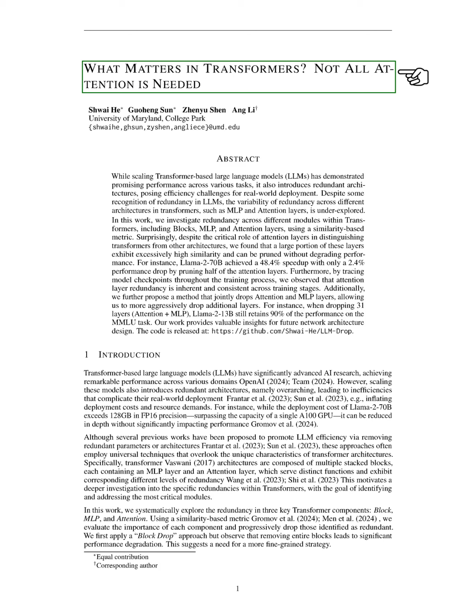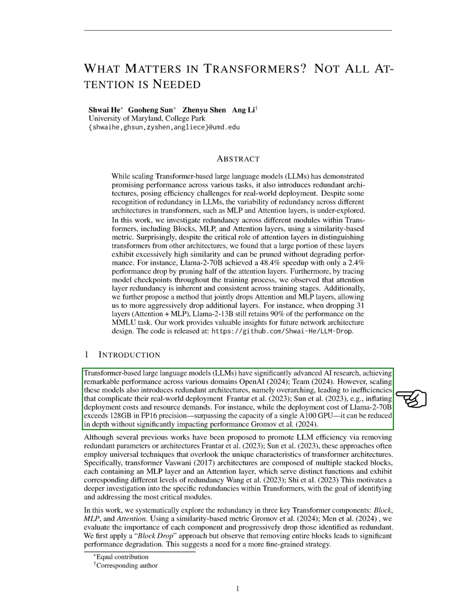Section: Introduction. In this section, we discuss the advancements made by transformer-based large language models, LLMs, in AI research, noting their impressive performance across various fields. However, we also recognize that scaling these models can lead to unnecessary complexities, which can increase deployment costs and resource requirements. For example, deploying Llama 2 70B requires more than 128 GB in FP16 precision, exceeding the capacity of a single A100 GPU, but we can reduce its depth without greatly affecting performance.